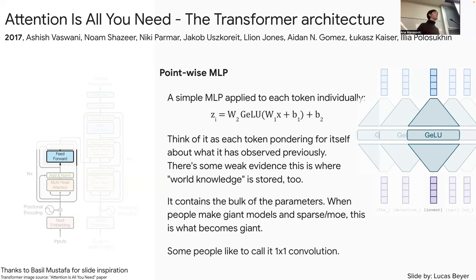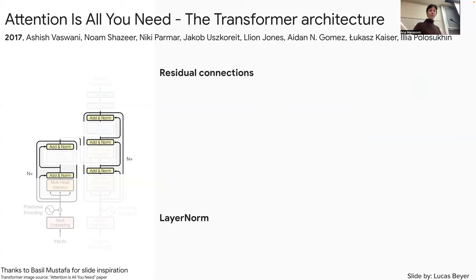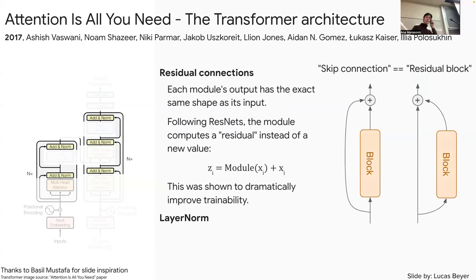And I also mentioned that this is where the bulk of parameters happen. This is where we do a linear transformation that produces some vector that's huge. And then by multiplying with this linear transformation, we decrease it back to the size that we started with. And then there are two extra things, residual connections.